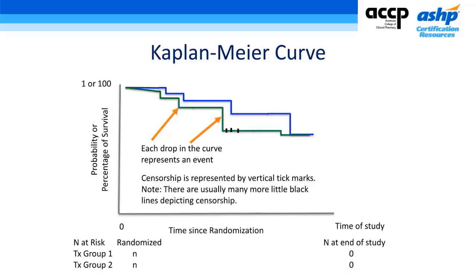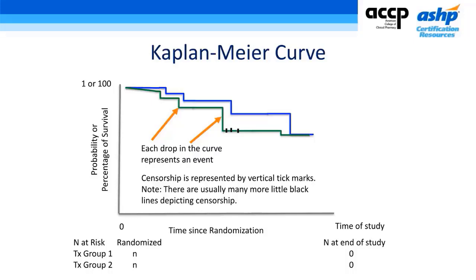This slide shows a very rudimentary example of what a Kaplan-Meier curve may look like in an article. So on the y-axis, we have the probability or percentage of survival. On the x-axis, we have time since randomization. And often you'll have a number of lines that look like a step down ladder. And each drop in the curve represents an event. And then censorship is represented by the little vertical tick marks.